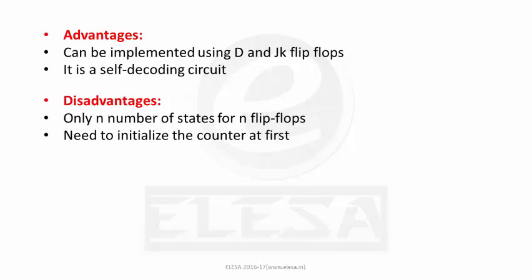In the case of the binary counter, we get 2 raised to n, that is 2 raised to 4, number of states for 4 flip-flops, and that is 16. But in the case of the ring counter, it is only 4 states. So this is the disadvantage. And also we need to initialize the counter at the first, that is, we have to start the counter with 1000.